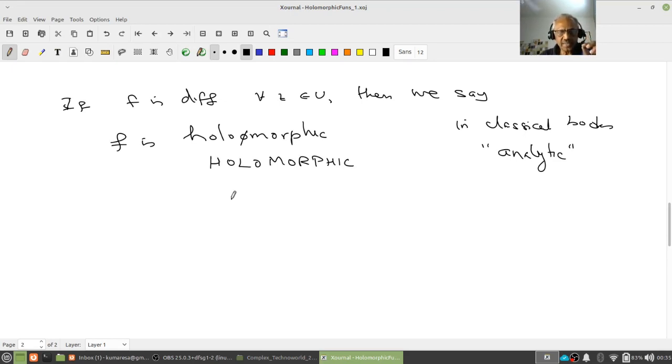So remember, when I say a function f is holomorphic, two things are needed. The domain of f must be an open set, and second, the function should be differentiable at each and every point of the domain. Then only we say it's holomorphic. Is that clear? Make sure that you understand this.